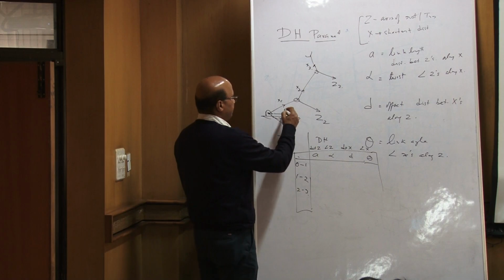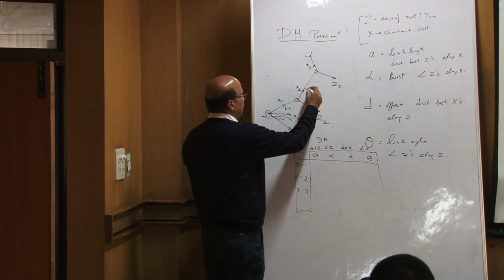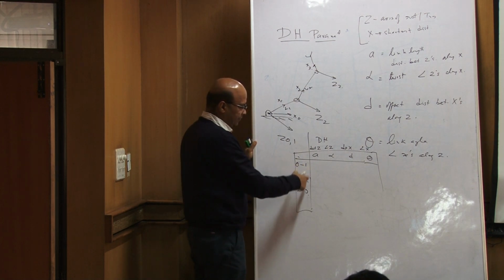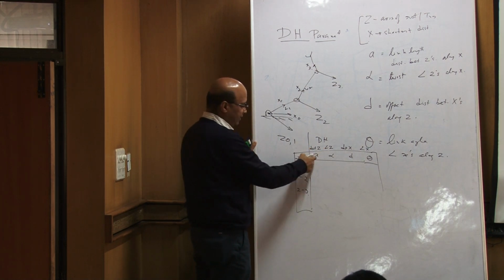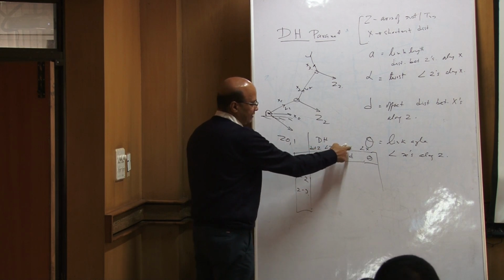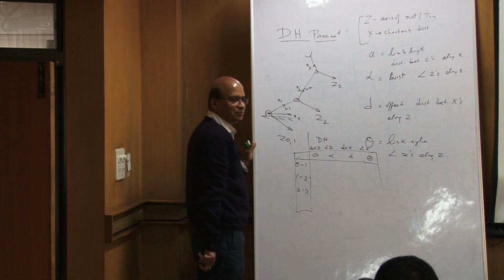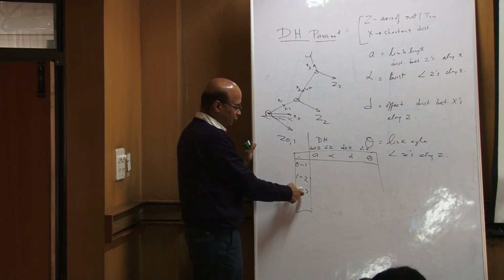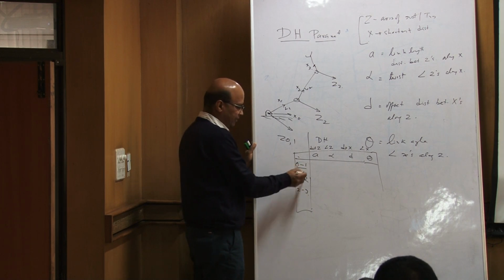So if you look at this example, let's call this length L1 and this length L2. I just make this table, and just to remember, I write A, alpha, d, theta: distance between z, angle between z, distance between x, angle between x. Here I write 0 to 1, 1 to 2, 2 to 3. This means between these two axes, and these two axes.